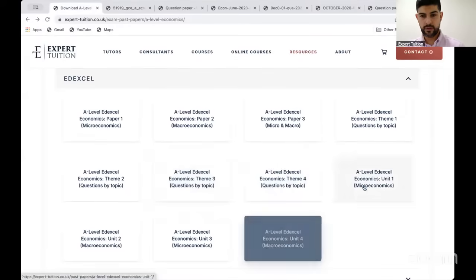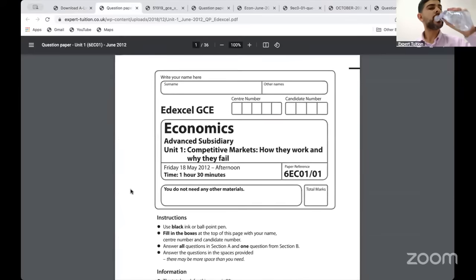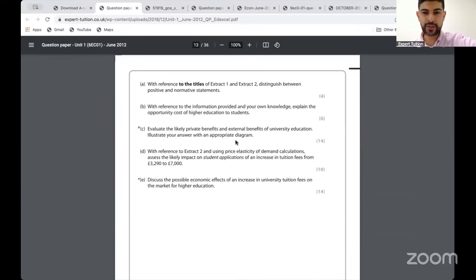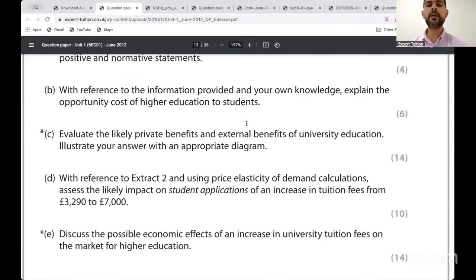Cool. So here we go. Lovely. Now, this is at the time when they were raising tuition fees from around £3,000, like 3,250, I think it was, to like £9,000, like a big increase in price. Yeah. But what I want us to focus on is this 14 marker, which for you guys will be a 15 or 12 marker. More likely to be a 12 marker for you guys in the new spec. Yeah. It says the following. It says evaluate the likely private benefits and external benefits of university education. Illustrate your answer with an appropriate diagram.